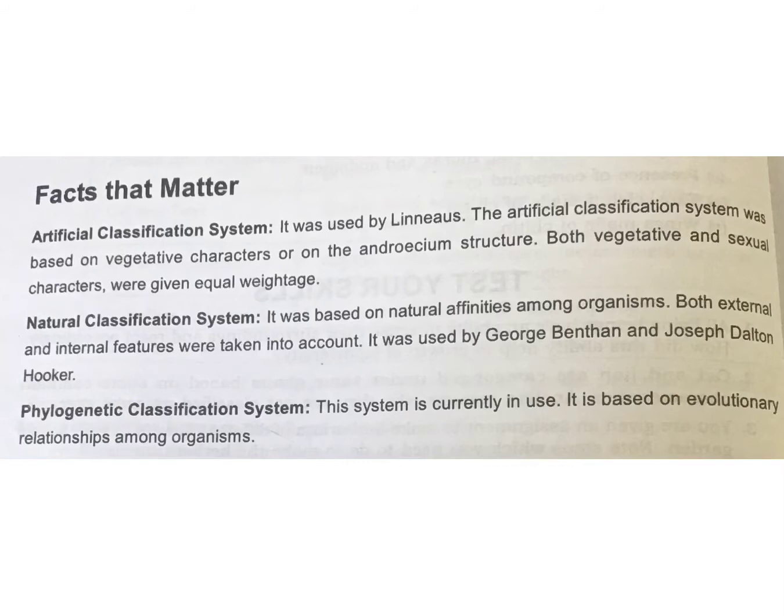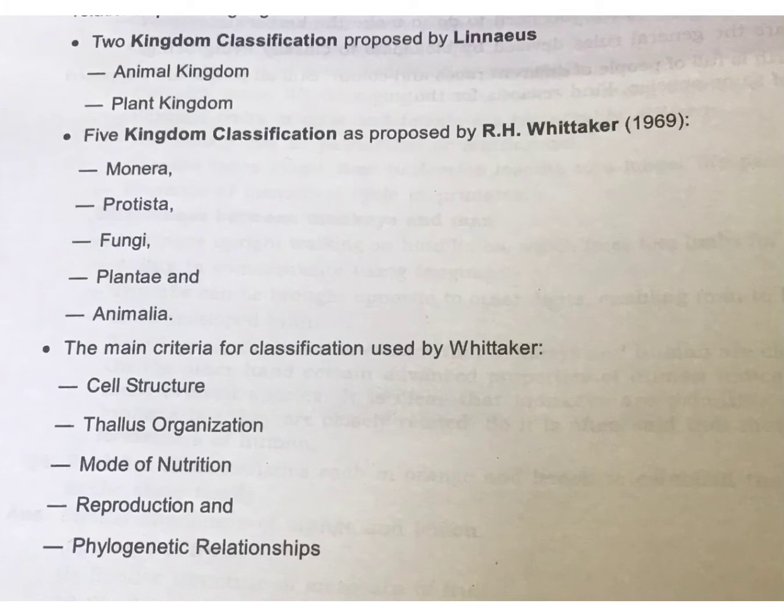Then another type of classification system is known as phylogenetic classification system. Nowadays it is currently used and totally it is based on evolutionary relationship among the organisms. Then if we talk about the classification system proposed by Linnaeus, he grouped the organisms into two kingdoms, animal kingdom and plant kingdom, on basis of certain characters.